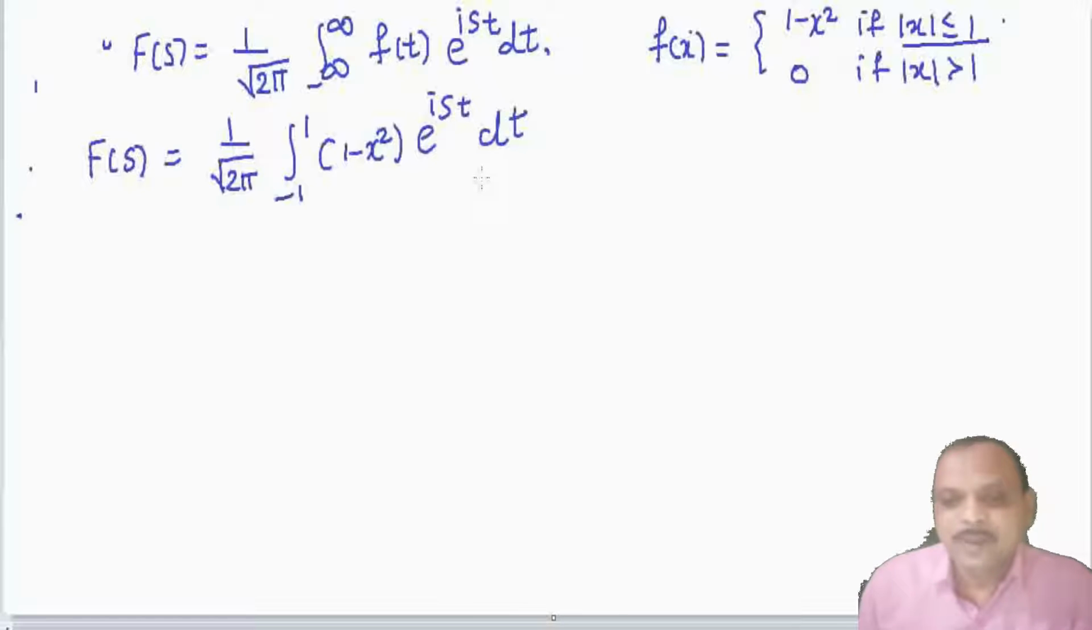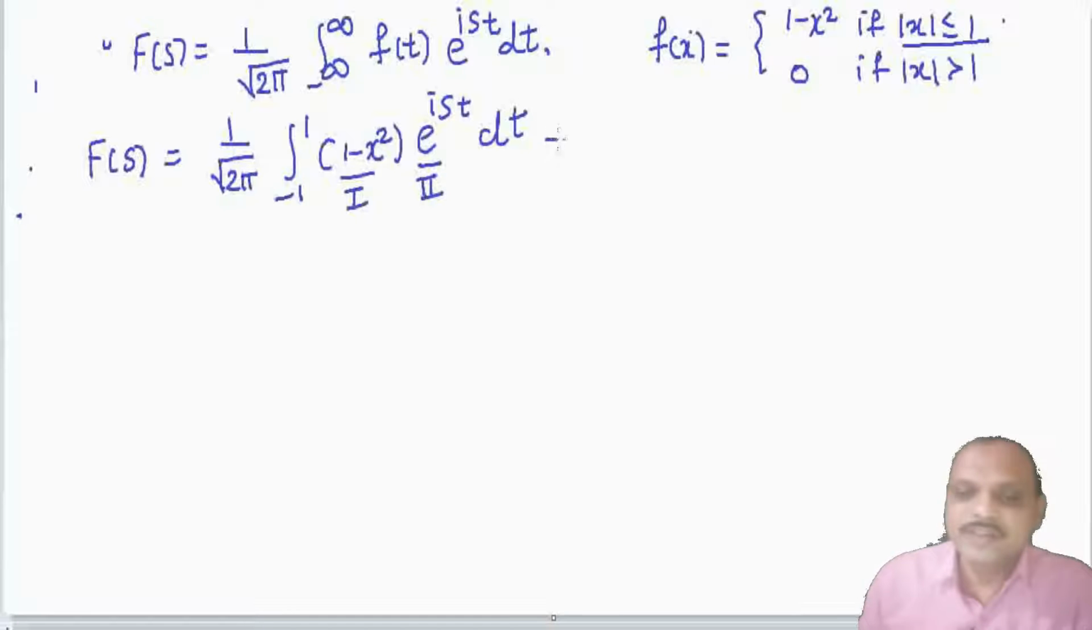Now friend, this is a product of two functions. This is an algebraic function and this is an exponential. The algebraic function is the first function, the exponential function is the second function. We have to evaluate this, and finally in the last we will put the limits. So first we evaluate this integral.